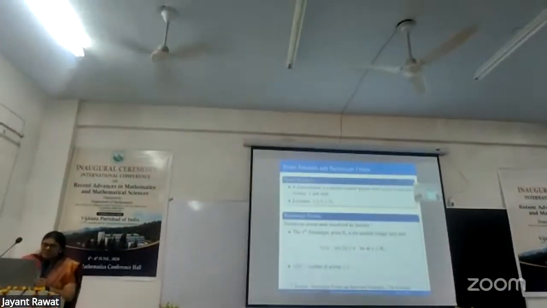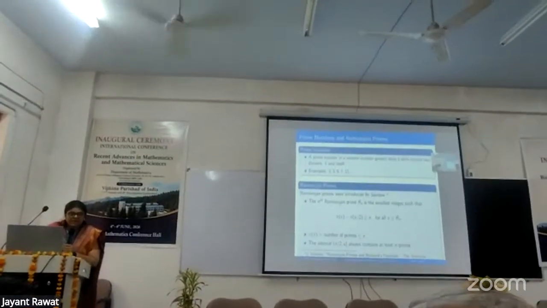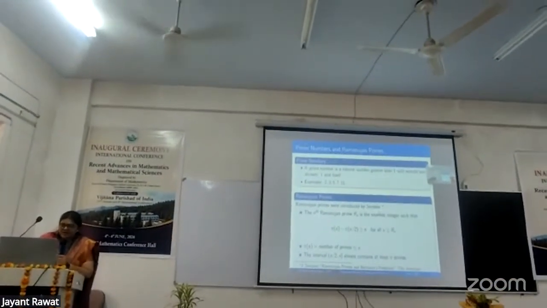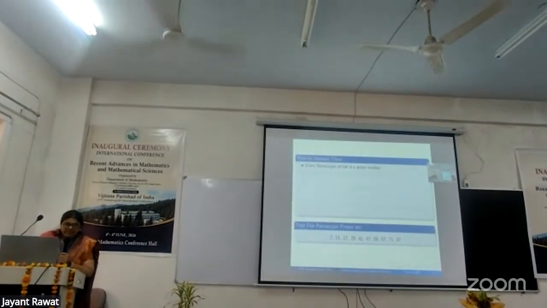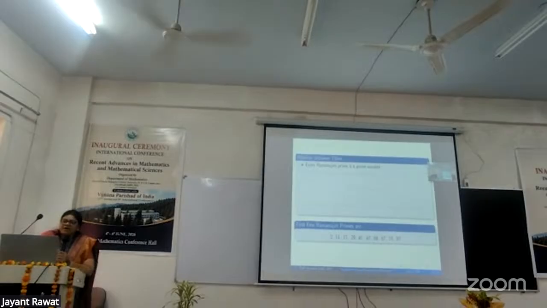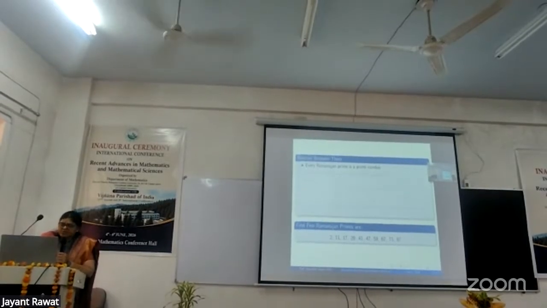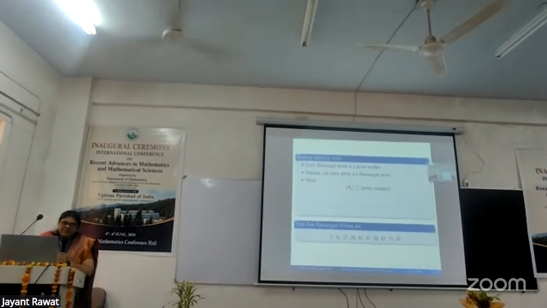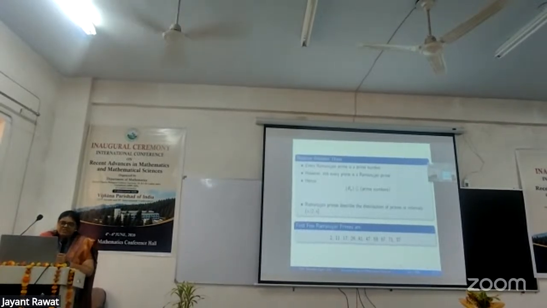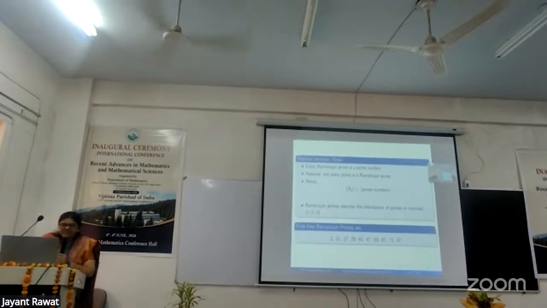So these Ramanujan primes lie in the interval x/2 to x and contain at least n primes. I will give examples also of how to find these. Every Ramanujan prime is a prime number, but the converse is not true: every prime need not be a Ramanujan prime. So we say that the set of Ramanujan primes is always a subset of the prime numbers. Ramanujan primes describe the distribution of primes in the interval x/2 to x, and some of the Ramanujan primes are 2, 11, 17, 29, 41, 47, etc.